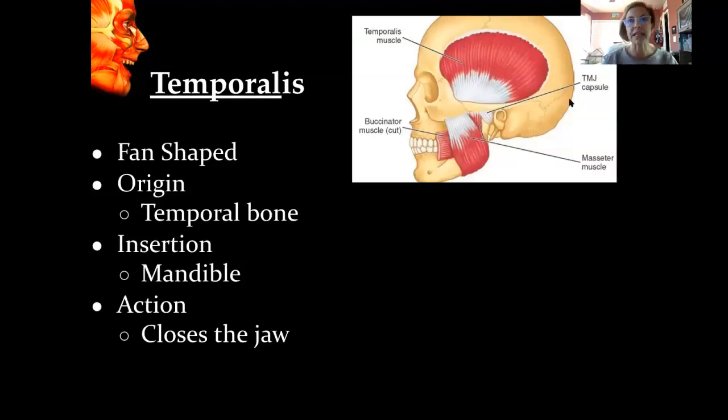Okay, so this is originating on the temporal bone, and it's going to run down to the mandible. And then when you pull on your insertion, the mandible moves up toward the temporal bone, which causes a closing of the jaw. So this is one of our jaw muscles of chewing and mastication. Sometimes when you clench your jaw, you get those headaches, right? So that's because of that overexertion of the muscle of the temporalis. Temporalis, any questions?